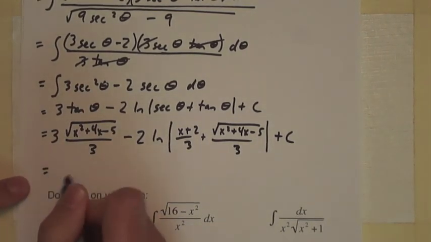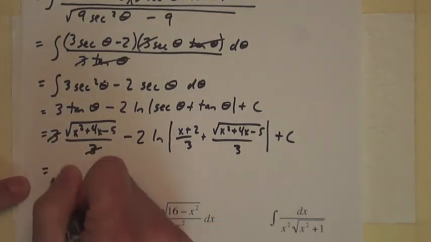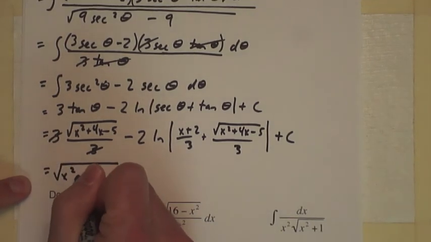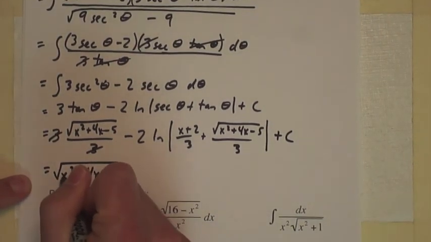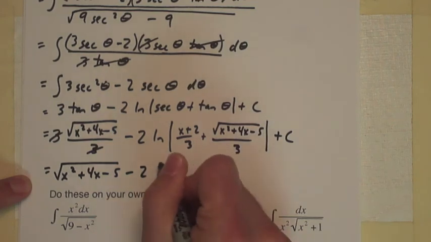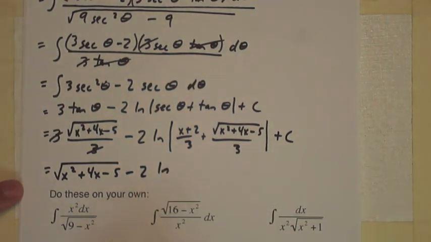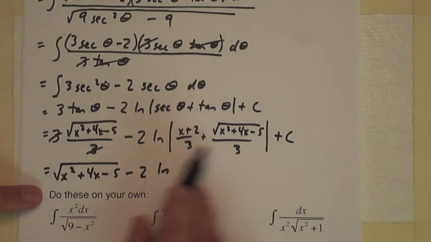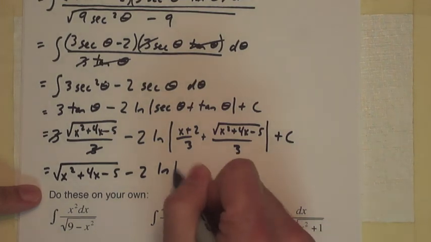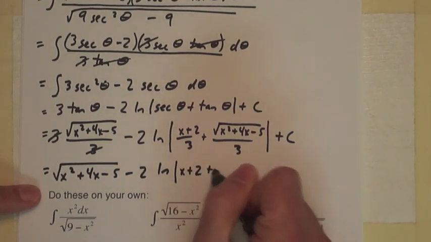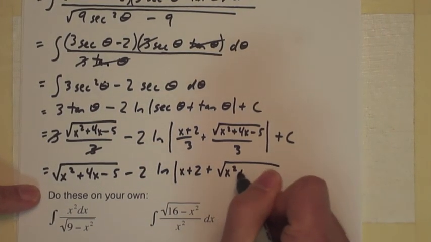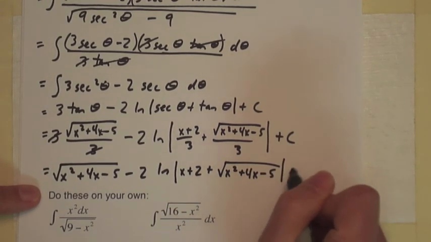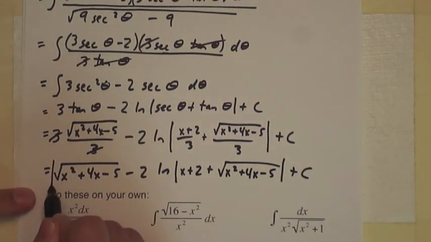And let's just clean this up a little bit. Like the 3's cancel, giving us x squared plus 4x minus 5. And then, as in the previous example, go back and look at that if you forgot what we did. But it turned out that by rules of logarithms, the 3's in the denominator here just disappear. So we get this. And now we are done.